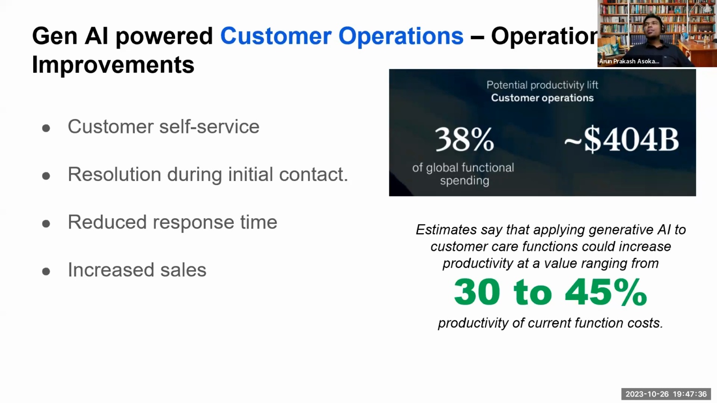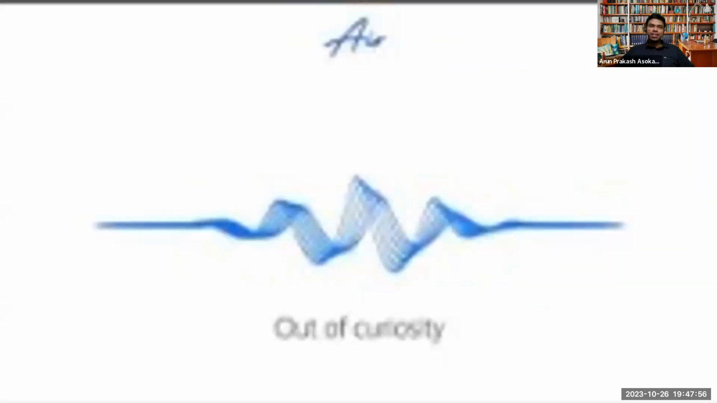This is a whopping $404 billion potential impact across 63 use cases, and this is 38% of global functional spending in the space of customer operations. These estimates are unbelievable. If there can be a lift like this, then this is the first industry we should start leveraging GenAI with.